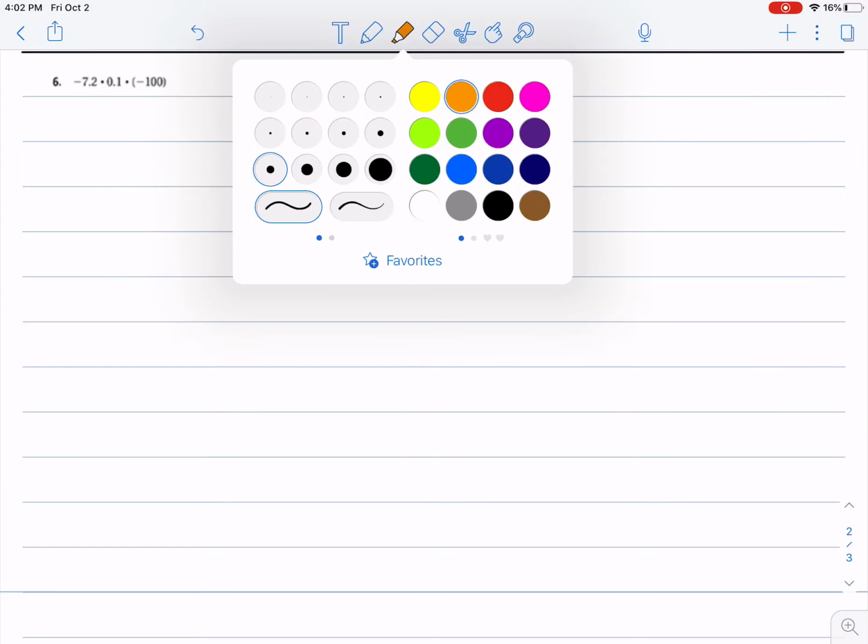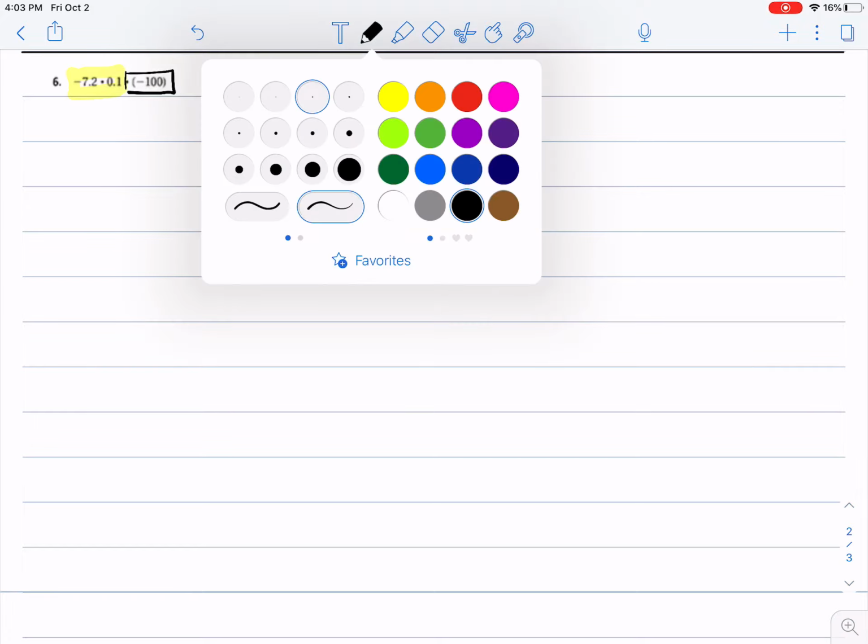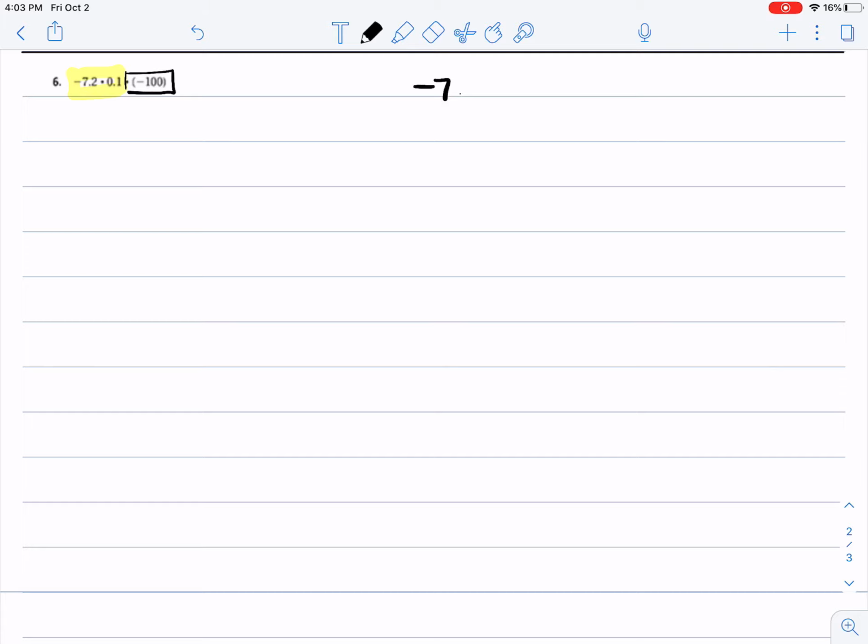Okay, so for number 6, we are again multiplying multiple numbers, but this time they're decimals. So I'm going to do what I do with all multi-step problems. We're going to focus on these beginning two numbers, and we're going to put the rest in a box, save it for later.